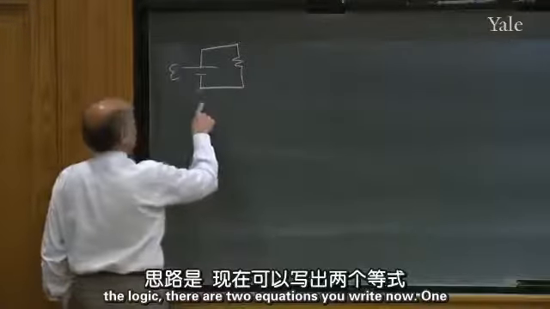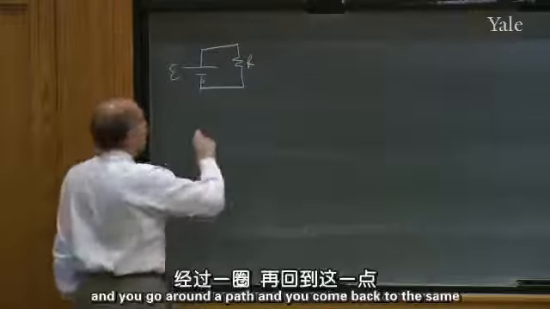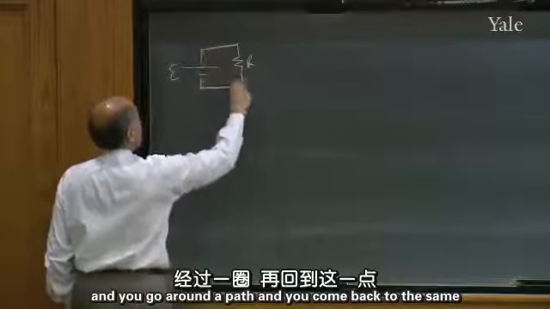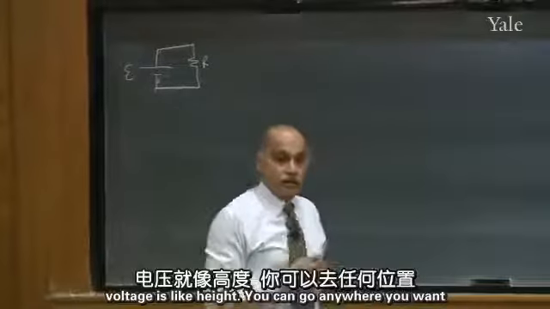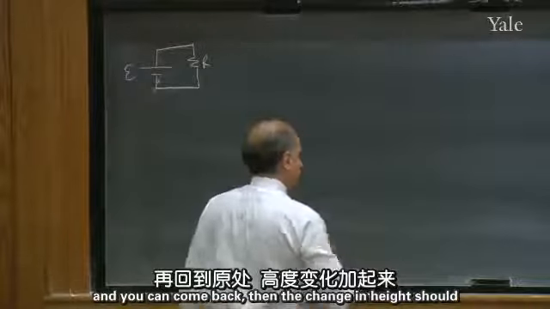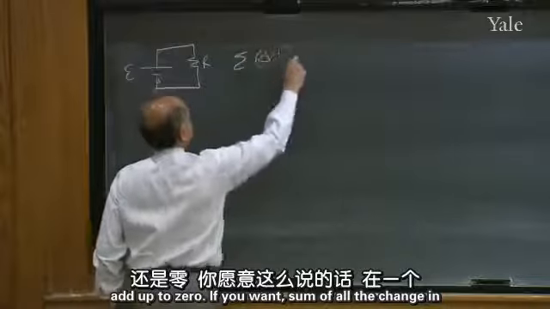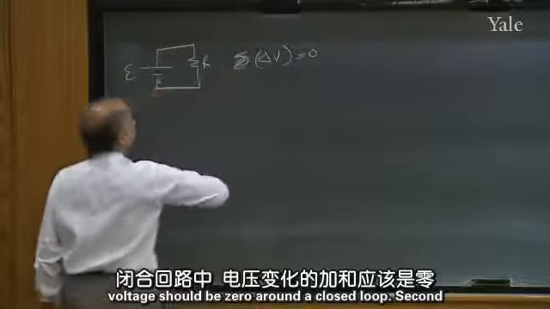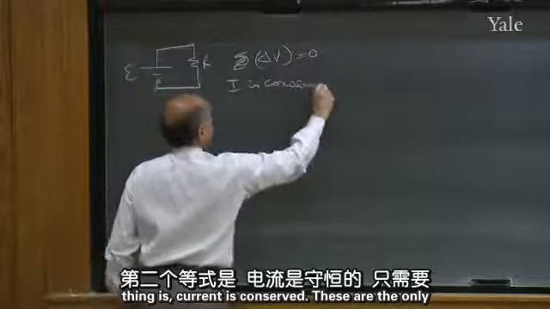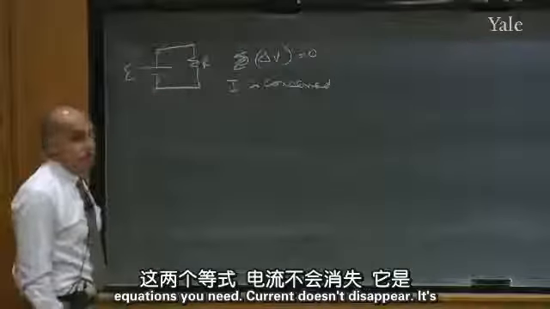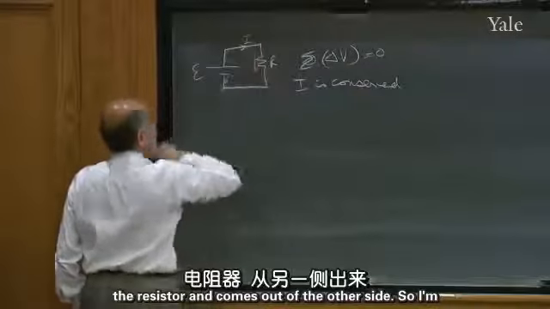So the logic, there are two equations you write down. One equation is, if you start at any point on the circuit, and you go around a path, and you come back to the same point, the change in voltage should be zero. Because voltage is like height. You can go anywhere you want, and you can come back, then the change in height should add up to zero. So the sum of all the changes in voltage should be zero around a closed loop. Second thing is, current is conserved. These are the only equations you need. Current doesn't disappear. It's uniform here. So current I comes here, drops through the resistor, and comes out the other side.